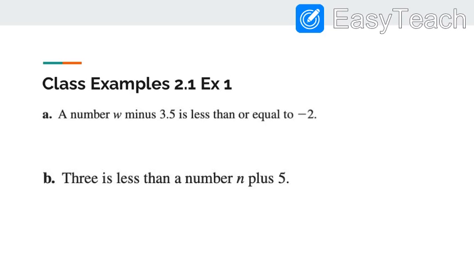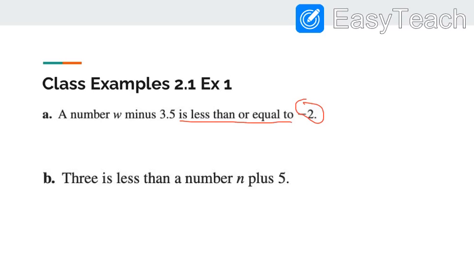The first thing we're going to look at is how do we convert word problems to inequality statements. So a couple things to look at here. A number minus 3.5 is less than or equal to negative 2. So we'll notice that the is less than or equal to is a key phrase because it has the symbol we're going to use.